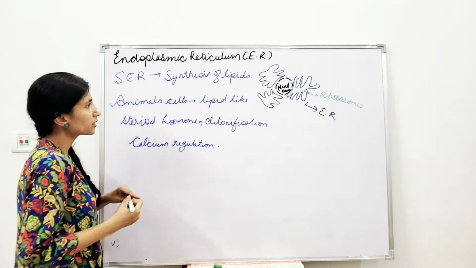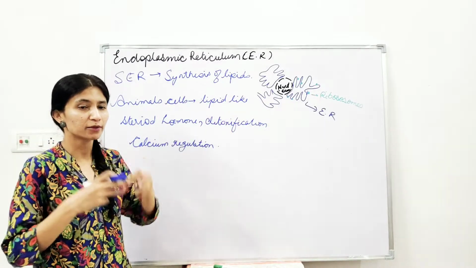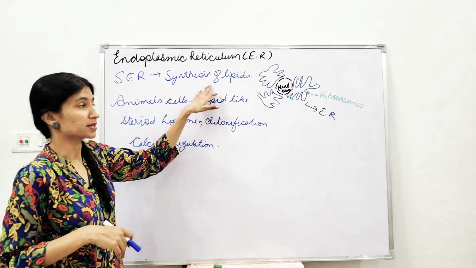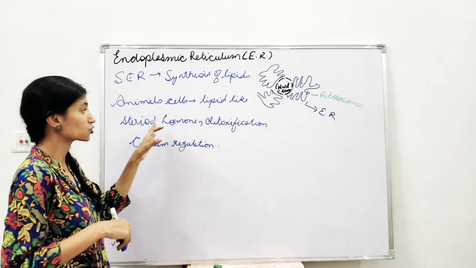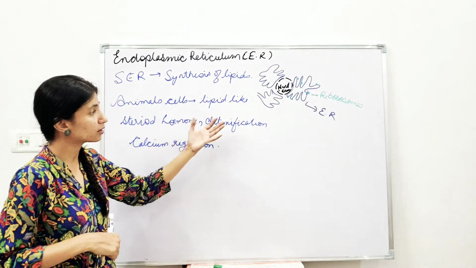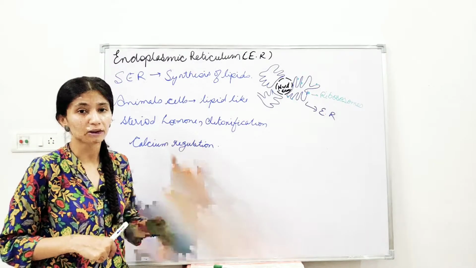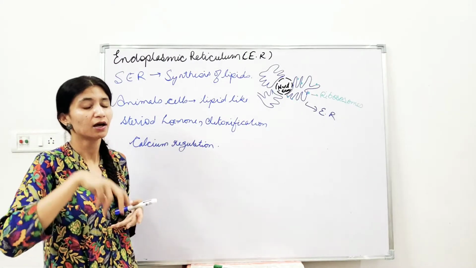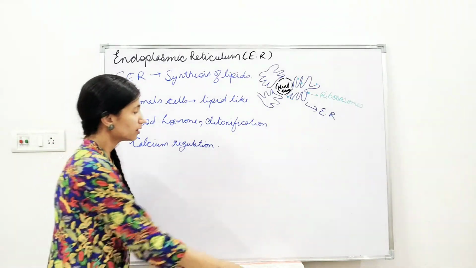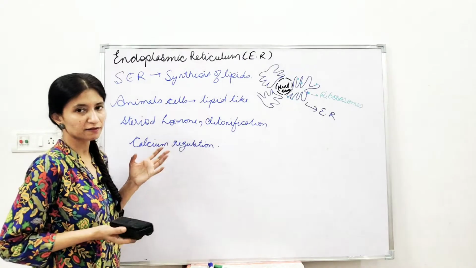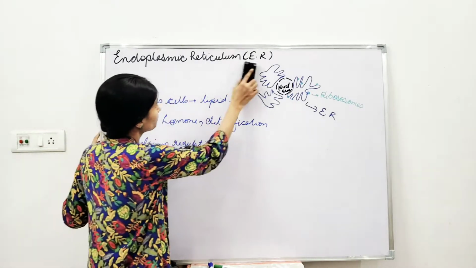So the smooth endoplasmic reticulum performs these functions, which means it is basically involved in the formation of lipids. In animal cells, it forms lipids like steroid hormones. Other than that, it is also involved in the detoxification of cells and in calcium regulation, which means how much calcium has to enter the cell for certain functions, the calcium ions basically, and how much has to go out. That is a completely different thing that we study under cell biology, which is not part of this. So this is all about it.